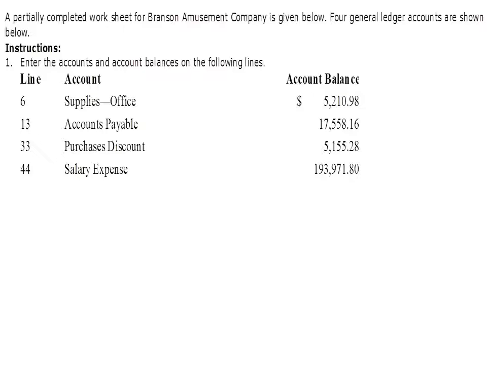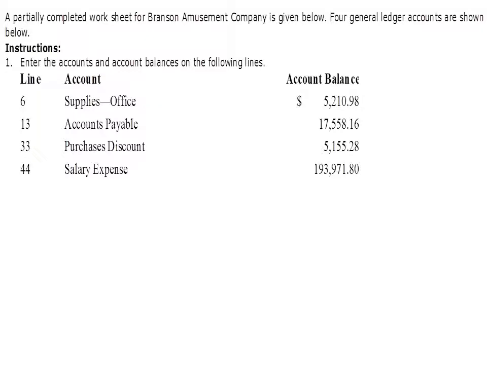We have a partially completed worksheet for Brandsman Amusement Company as given below. 4 general ledger accounts are shown. In this case, we have supplies, office, accounts payable, purchase discount, salary expense. Normally you would just get these from the ledger, but this is a little bit of a different transaction. Before we start, it's important to know what type of account they are and what their normal balances are, because that will help us ultimately enter them onto the worksheet.